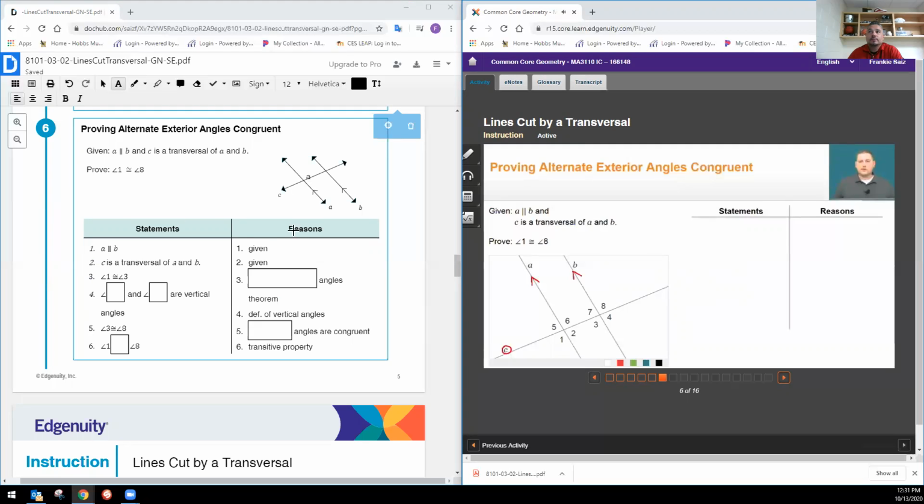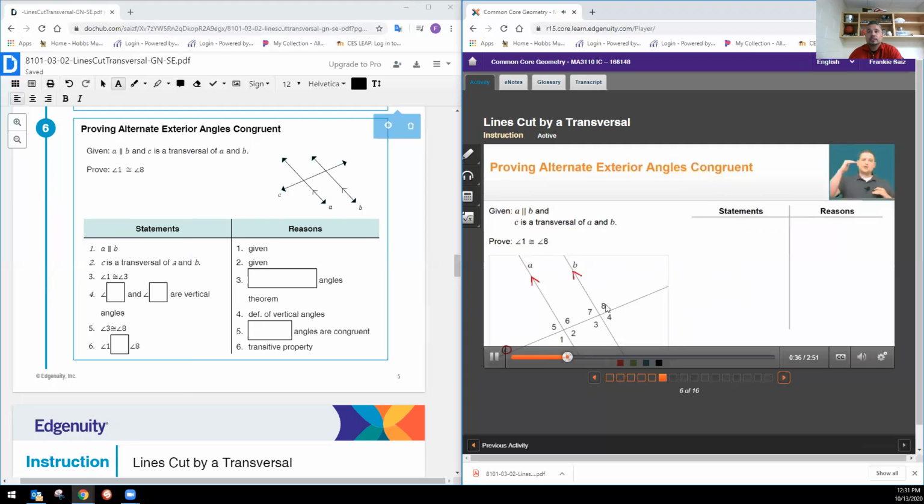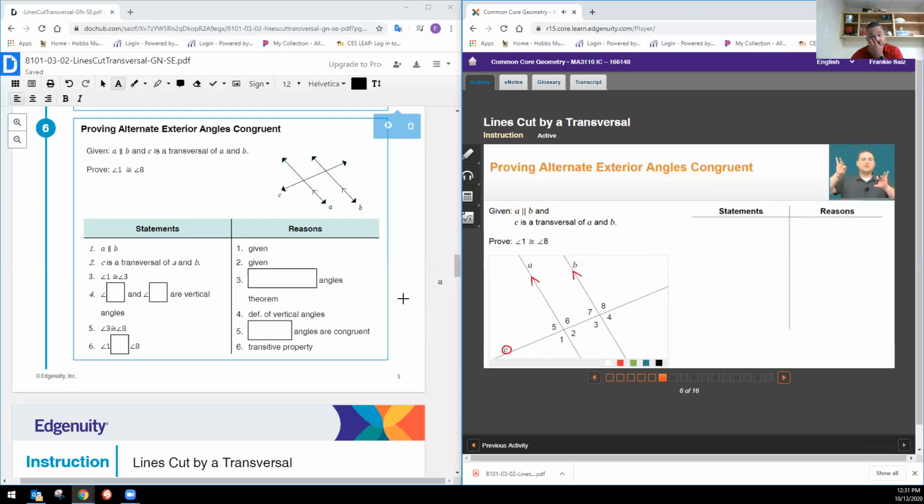Now, in order to prove our theorem, I need to pick some alternate exterior angles. I'm picking angles 1 and 8. Why do I know these are alternate exterior angles? Notice that angles 1 and 8 are on opposite sides of the transversal, a part of two different intersections, and they're outside of our two parallel lines. Because they're alternate exterior angles, if I can prove that these two angles are congruent to each other, then I've proved that alternate exterior angles formed by two parallel lines cut by a transversal must be congruent.